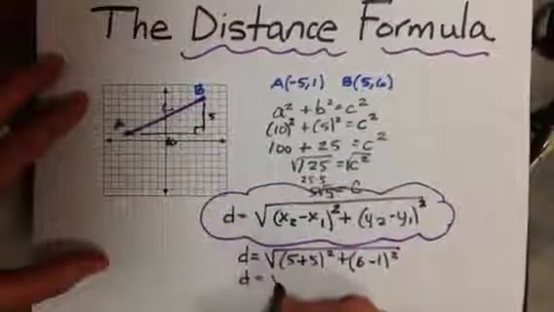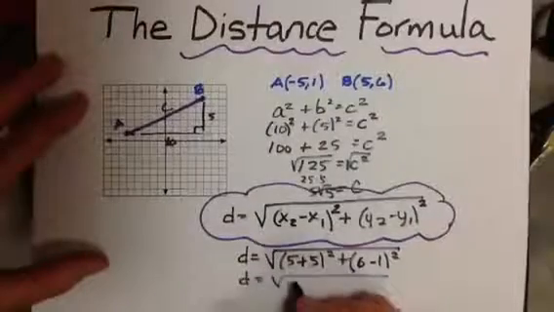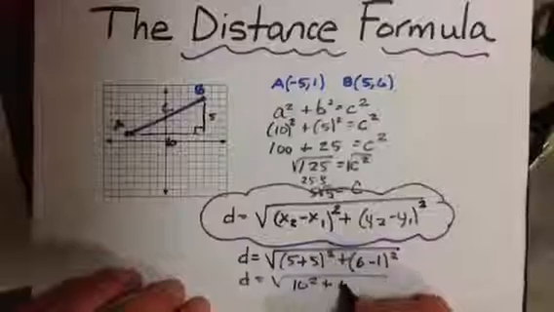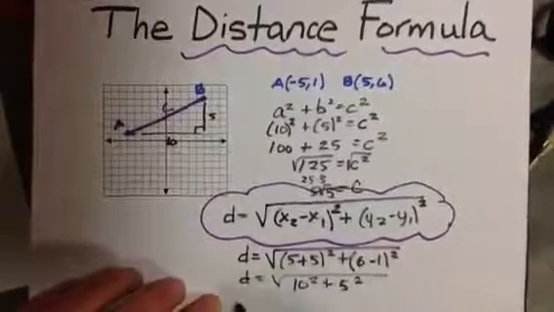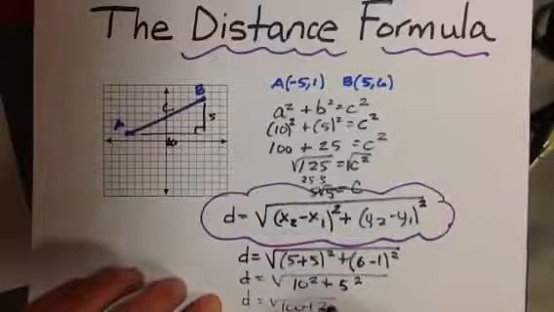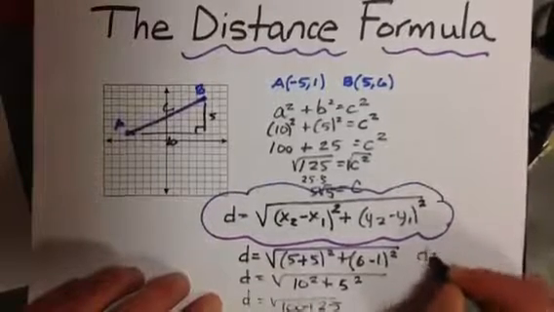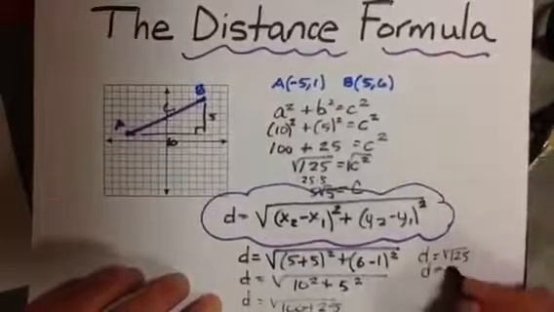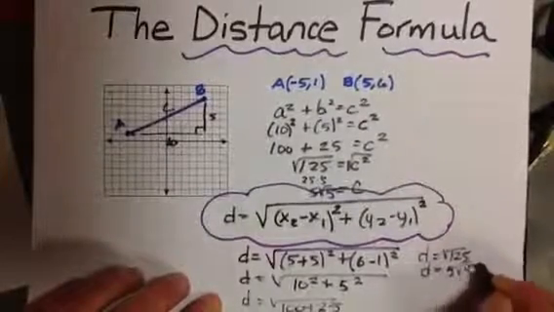So distance equals 5 plus 5 is 10 squared. 6 minus 1 is 5 squared. So underneath this radical, we have 100 plus 25, which is the square root of 125. And again, it reduces to the same thing, 5 radical 5.